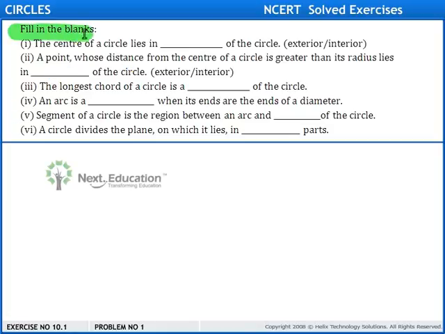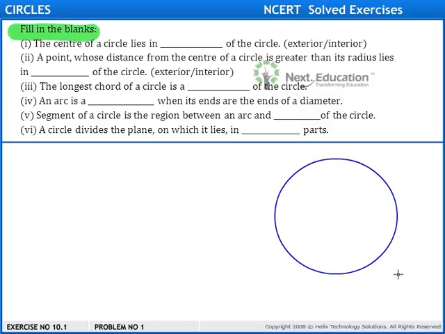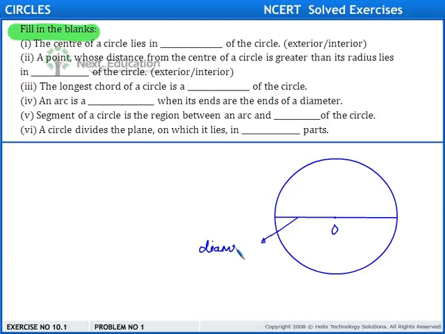In this question, we have to fill in the blanks, and all these blanks are somewhat related to a circle. So first let us recall the basic definitions of a circle. Suppose this is a circle with center O. Then we know that the diameter is the longest chord, and it divides the circle into two equal parts, and each part is called a semicircle.